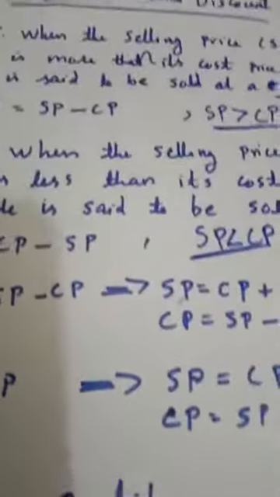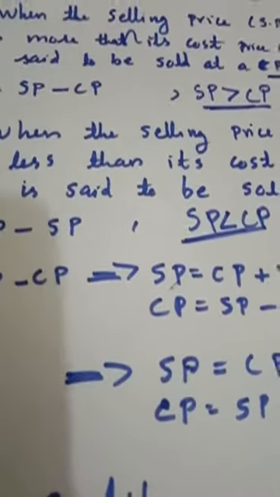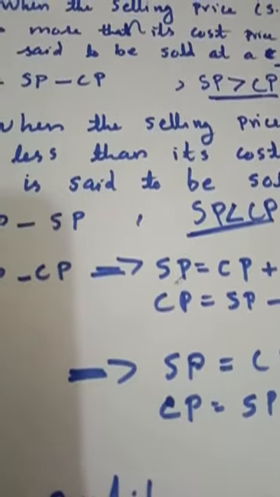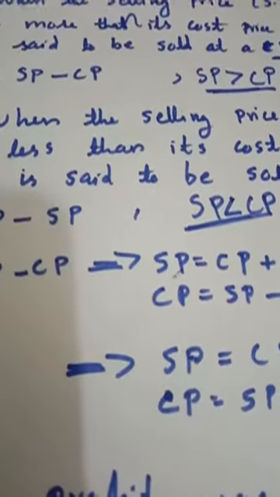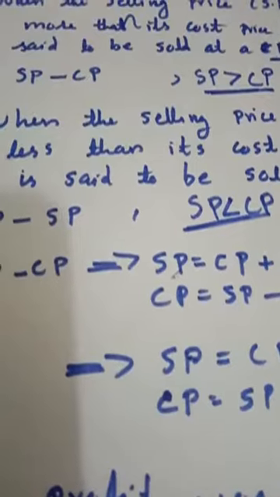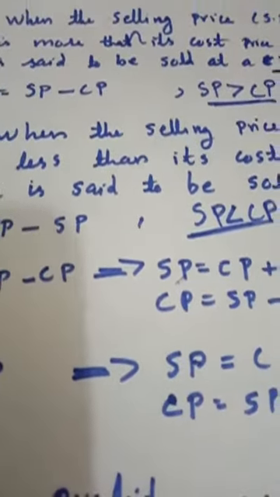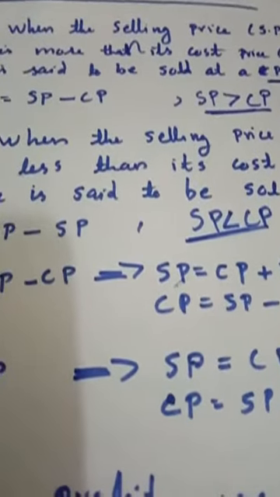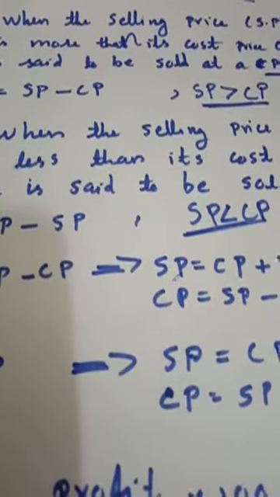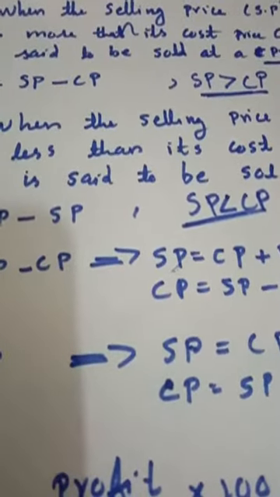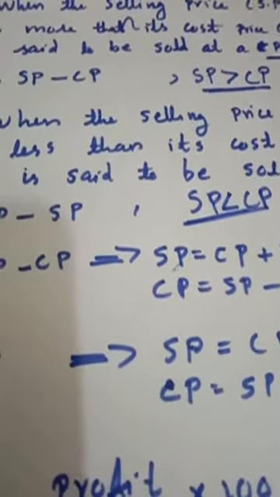SP means selling price, the price at which an article is to be sold. CP means the cost price, the price at which an article is to be purchased.